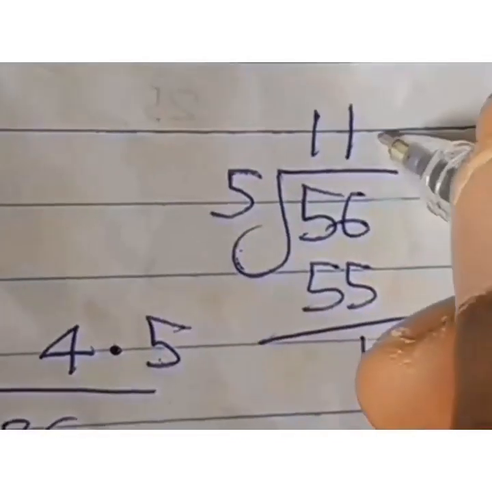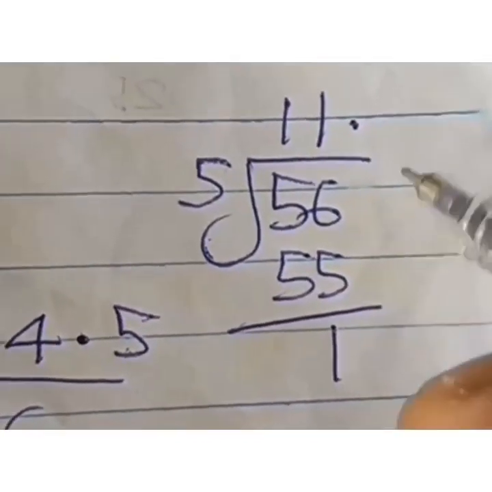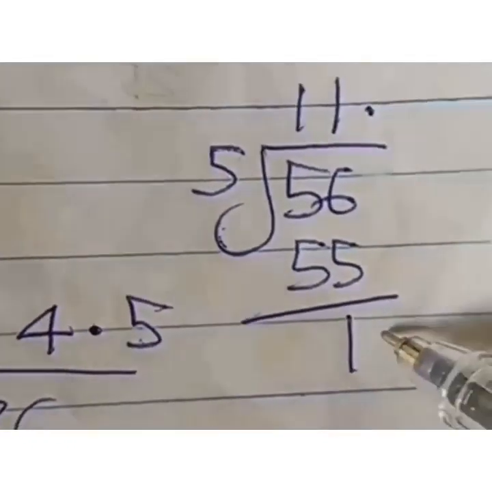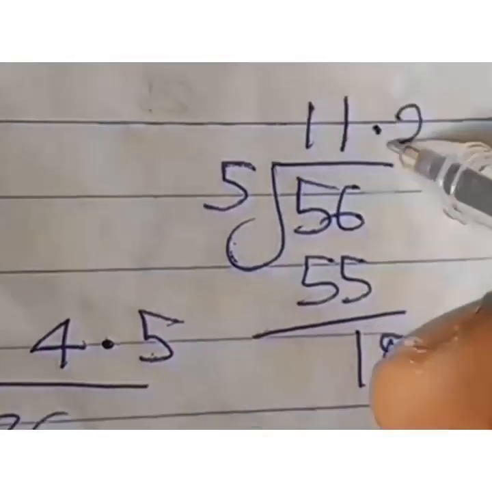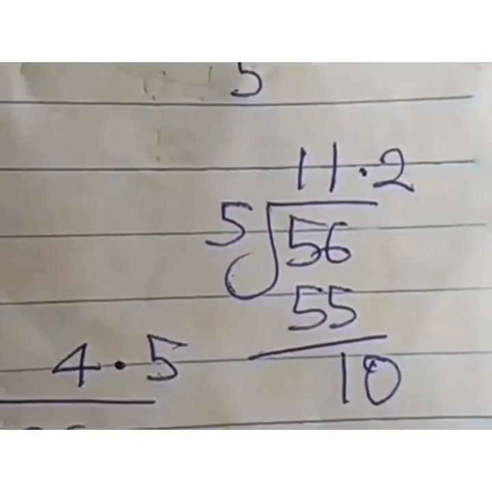So you put a decimal point here because 5 cannot go into 1. So put a decimal point here. And of course, by the reason of that, you put a 0 here. So 5 going into this 10, you have 2. So our answer becomes 11.2 using long division.